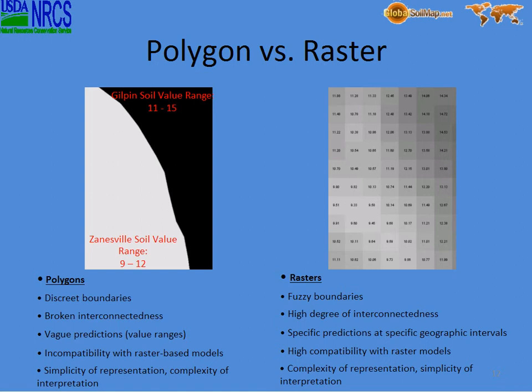With the rasters, hopefully this issue can be alleviated a bit. You have fuzzy boundaries, which are really more realistic in nature. You can have specific predictions at specific locations. And of course, the representation of it is somewhat complex, but it's very simple to interpret. You have one value for each pixel.